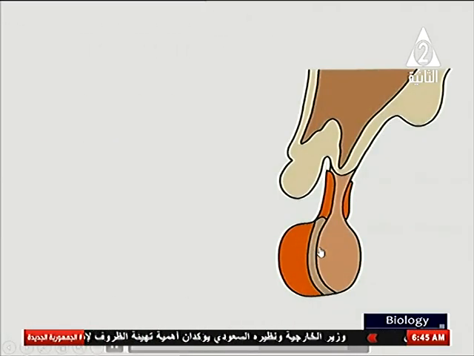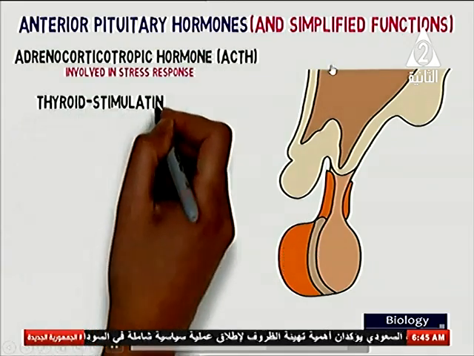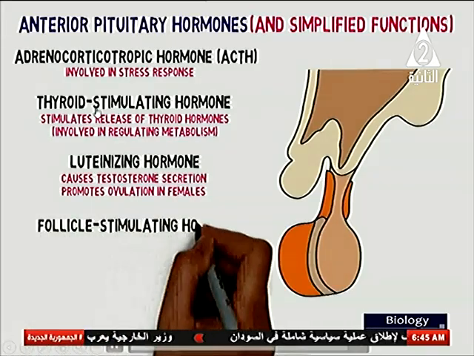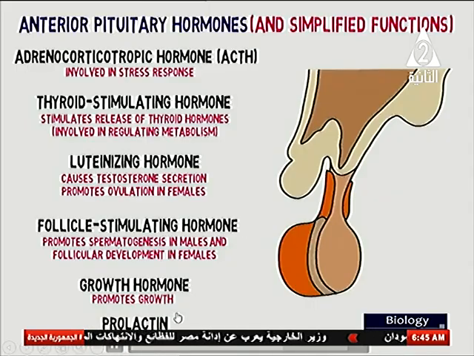What are the hormones of each lobe? Anterior pituitary hormones, and simplified their function: adrenocorticotrophic hormone, thyroid stimulating hormone, luteinizing hormone, follicle stimulating hormone, growth hormone, prolactin. It secretes a large number of hormones. Most of them activate other glands.